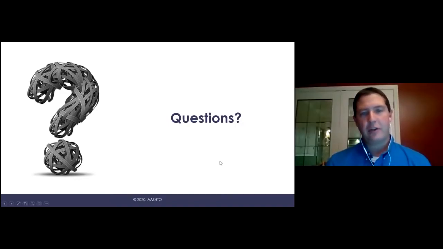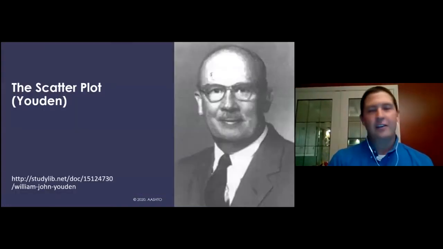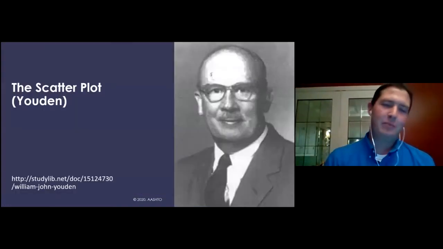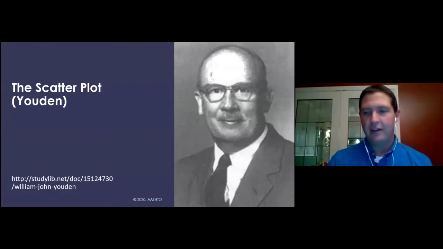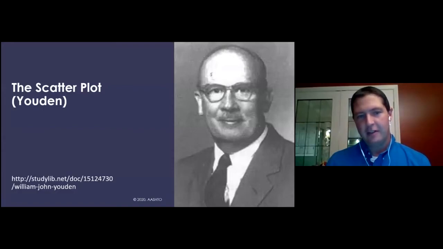So the next portion that we're going to talk about is the Youden plot itself. The name Youden, or most people say scatter plot, however you want to call it. But the individual who is credited with it is William John Youden, and he was born in Australia. He came to the U.S. when he was a young boy. He's got various degrees in engineering and doctorates in chemistry.